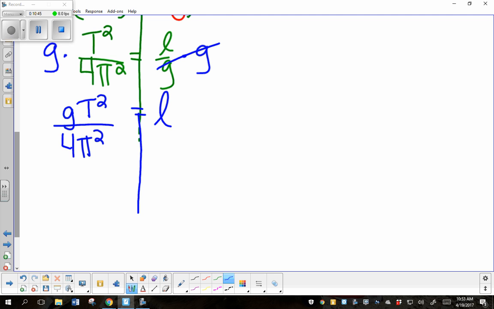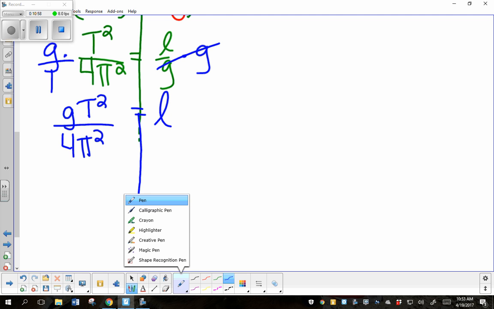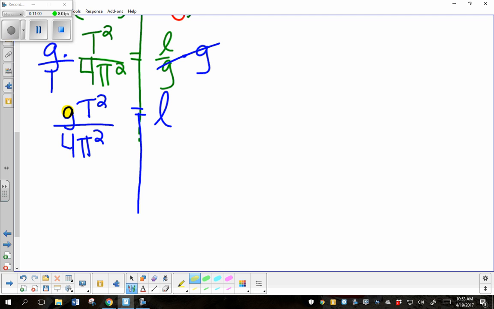Right now you can think of this as g over 1, and when you're multiplying fractions, you just multiply straight across. So gt squared over 1 times 4 pi squared. All right, so now we're trying to get this g by itself, so I need to get rid of this other stuff.